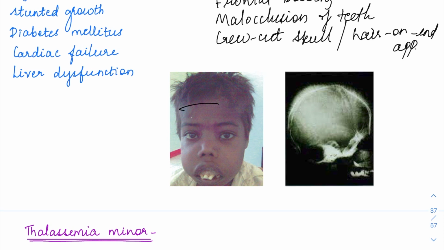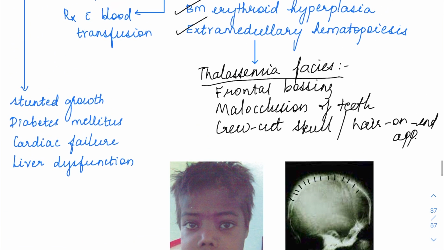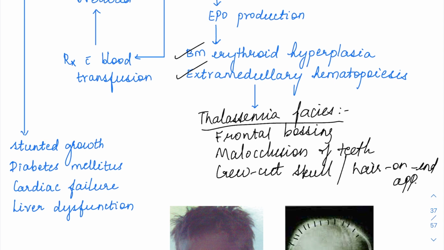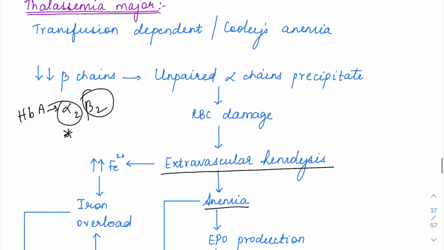So frontal bossing is going to be there, malocclusion of the teeth is going to be there, and then there is going to be this kind of an appearance. She's looking as if there is hair sticking onto the skull, right? So it's called a crew-cut skull or the hair on end appearance. So all of these features are actually a result of the extramedullary hematopoiesis and also the bone marrow expansion. Okay, so all of this actually resulted because of the anemia.